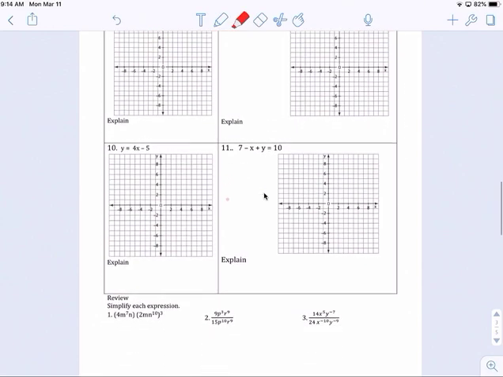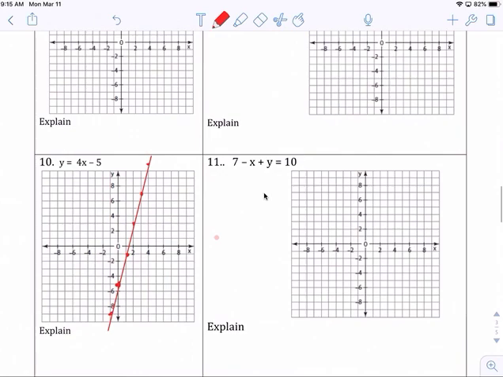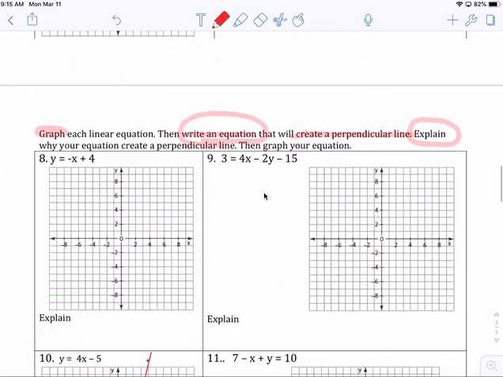Okay, so graph first. It starts out at the y-intercept, -5, right here, and up 4 over 1, up 4 over 1, up 4 over 1, up 4 over 1. Oops, not straight enough. Okay, that's good enough. Now we graph that, and then it says write an equation that's perpendicular.